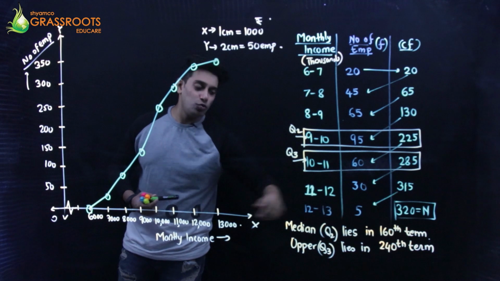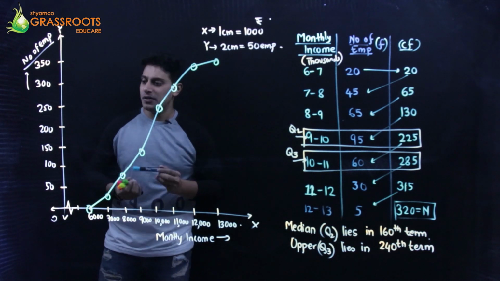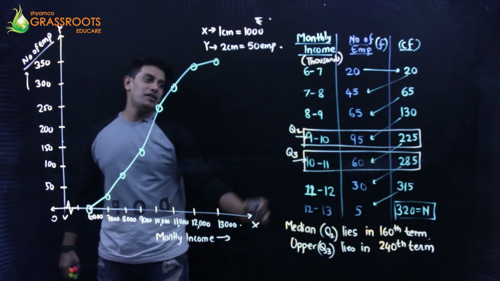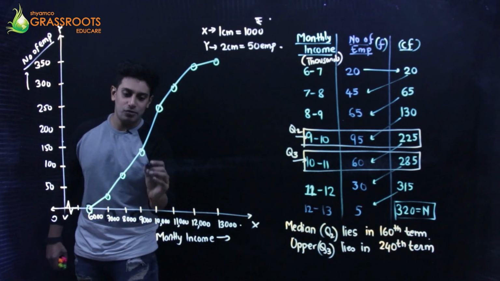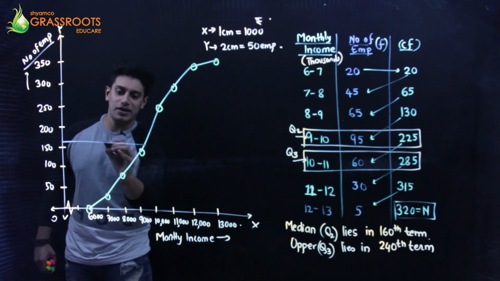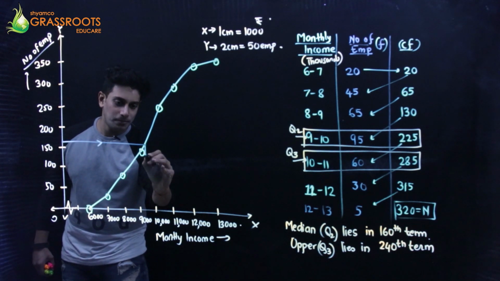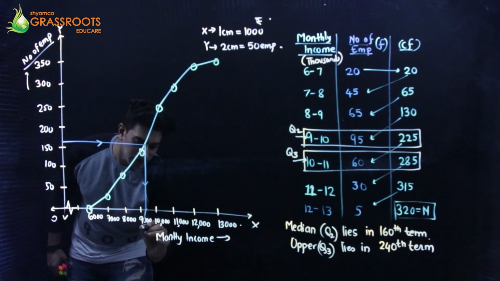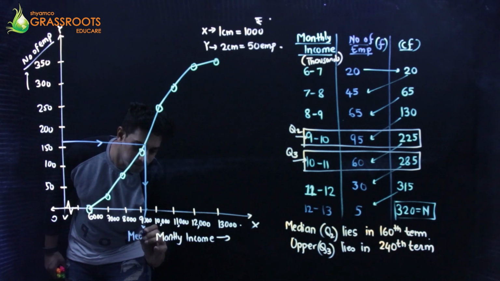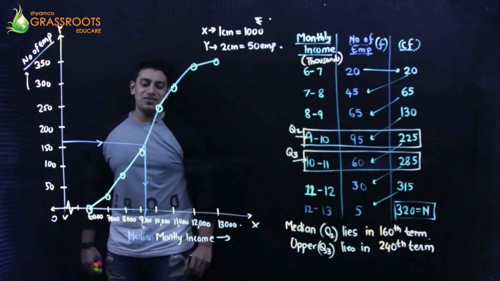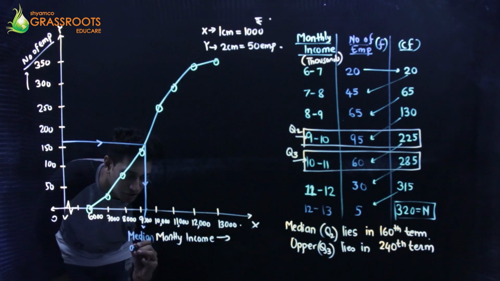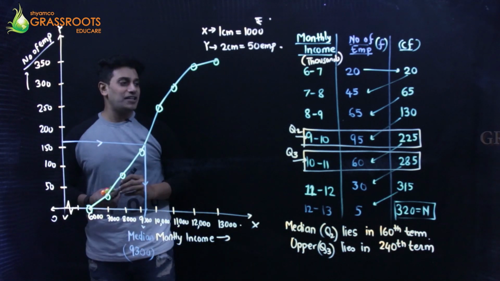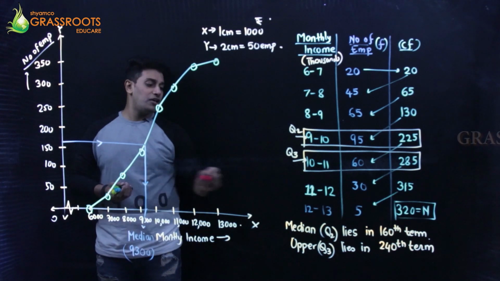First, median lies in the 160th position. So from 160, you trace a line and drop it down. The answer should be between 9 and 10. Right, guys? So come on, trace a line, drop it down. This point is going to be your median, somewhere around 9,300 approx. 9,200, 9,300.